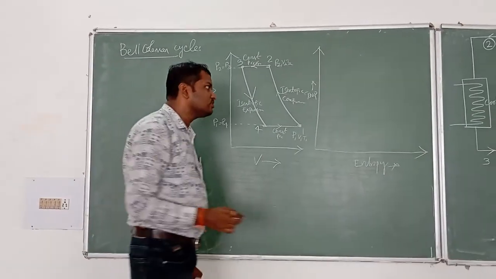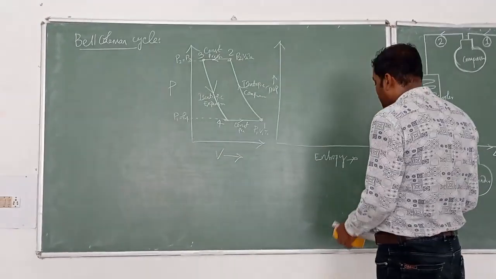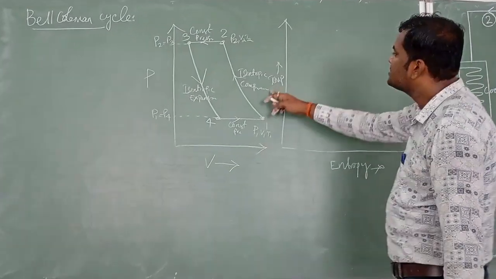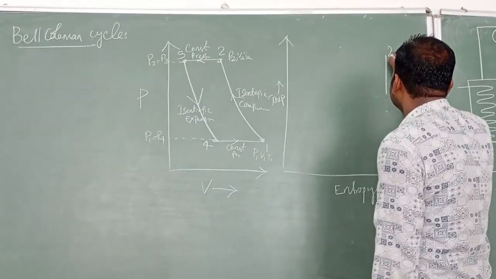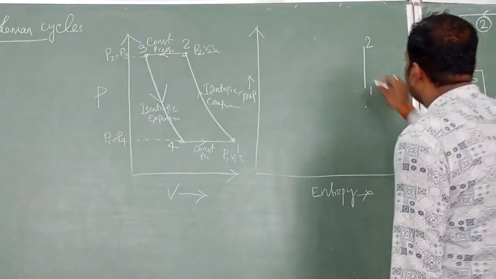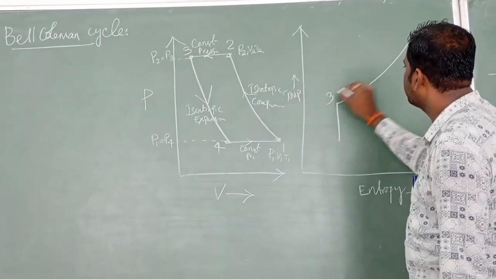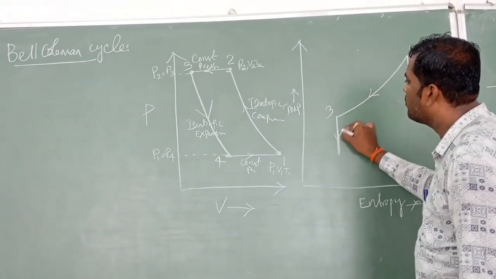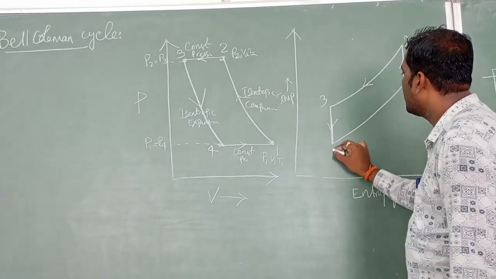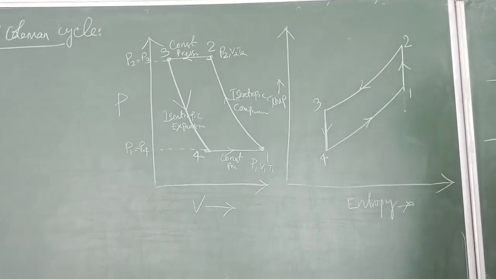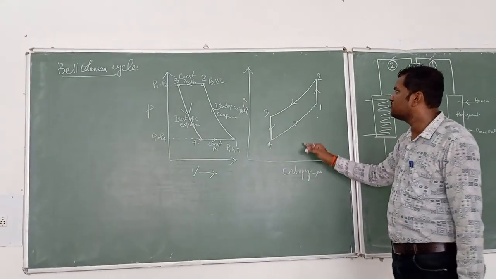Similarly, we can draw the temperature versus entropy diagram. 1 to 2 is isentropic compression, this is condition 1 and this is condition 2. Then 2 to 3 is constant pressure. 3 to 4 is again an isentropic process. Then 4 to 1 is a constant pressure process. This is the figure of pressure versus volume and temperature versus entropy.